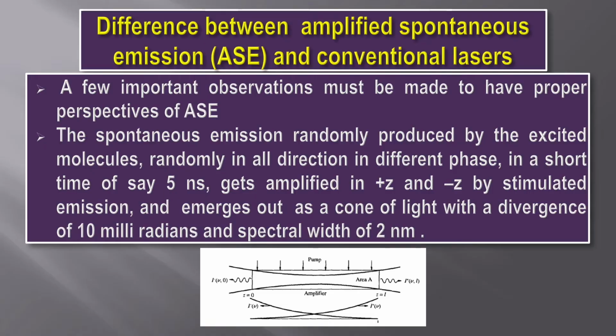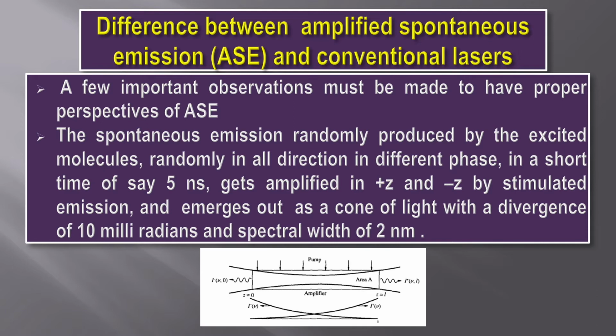Then I shine intense light either from a flash lamp or from a laser. If I shine light using a flash lamp, you can have population inversion all along the z direction. If the population inversion is really high, the optical gain is also very high. Under that condition, what would happen is, the spontaneous emission generated everywhere will be amplified.